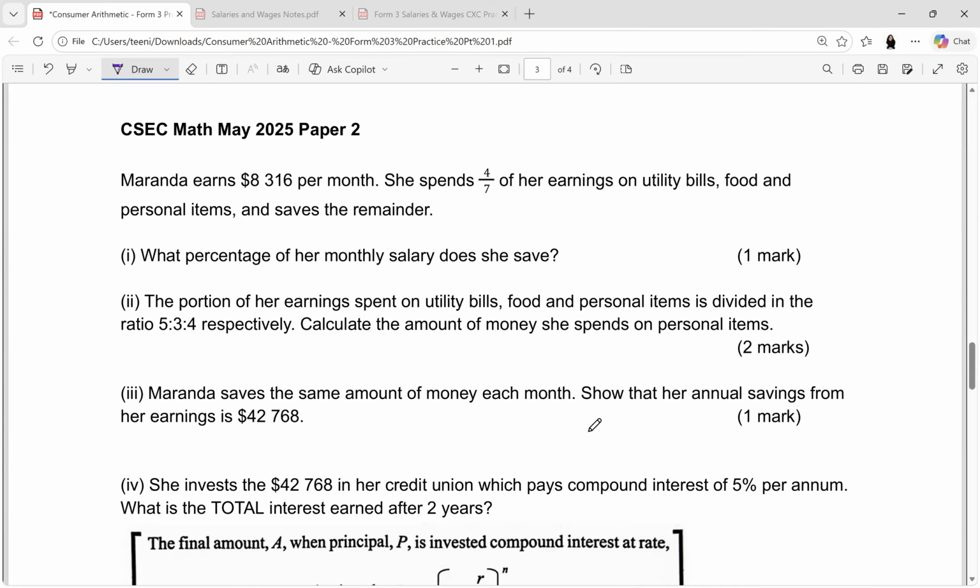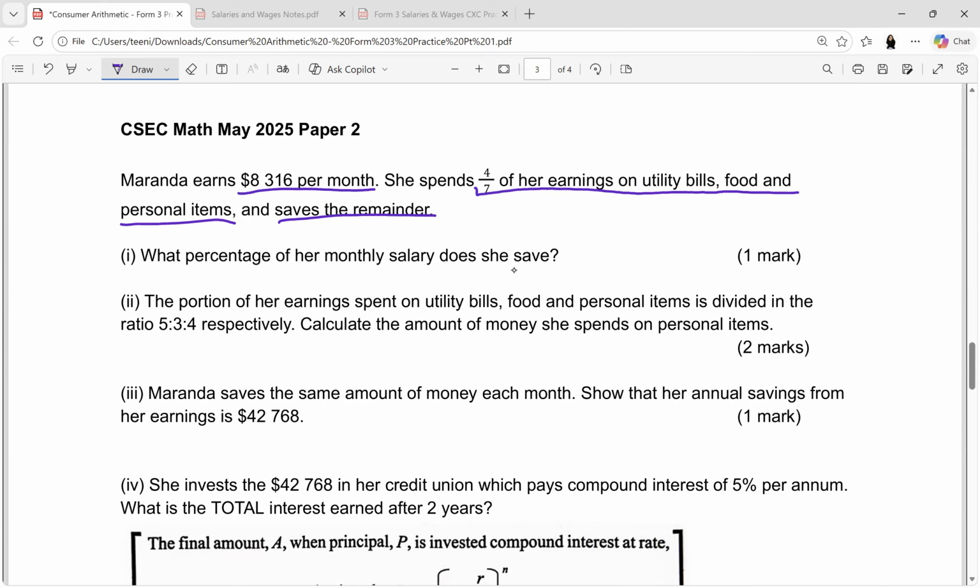Okay, so Soraya, I want you to do the first part with me, right? It says Miranda earns $8,316 per month. She spends 4/7 of her earnings on utility bills, food, and personal items, and she saves the remainder. What percentage of her monthly salary does she save?